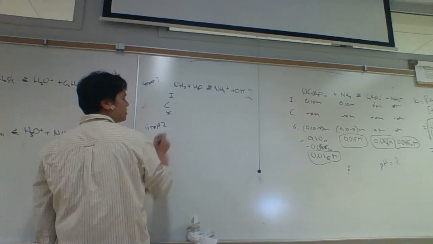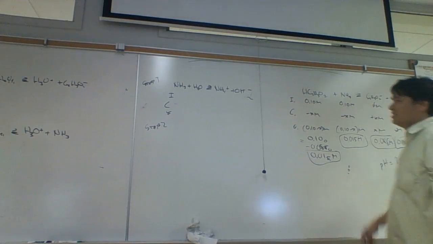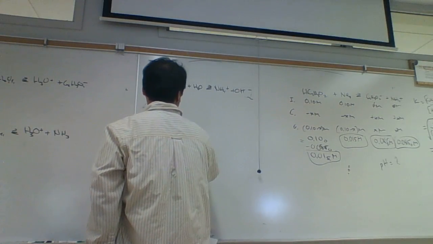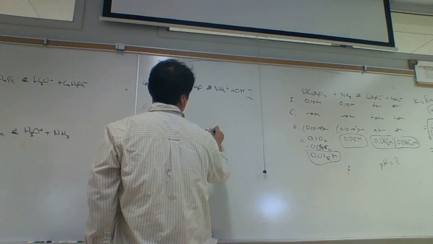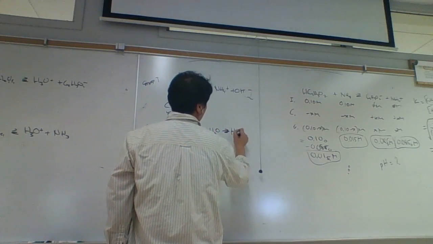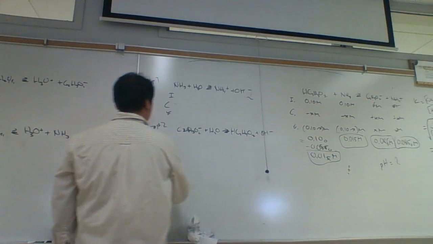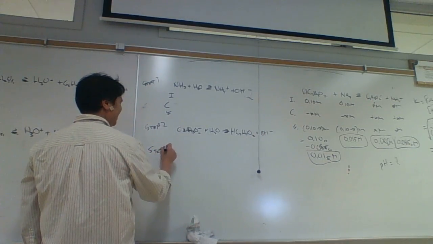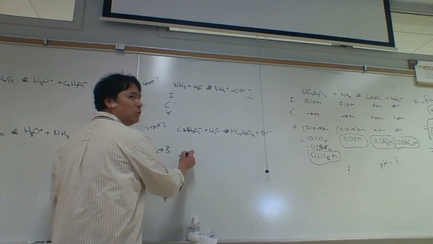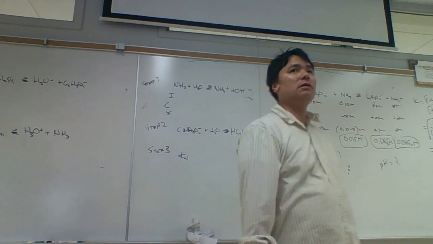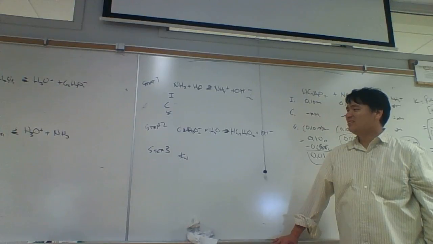Step 2 would be my next strongest base. The next strongest base would be acetate. So let's go with the acetate. That's going to add some more hydroxide. And then I go to step 3, which is Kw. And then what do I do? Well, the first thing I do is I recognize something. Do I really have to do all this?